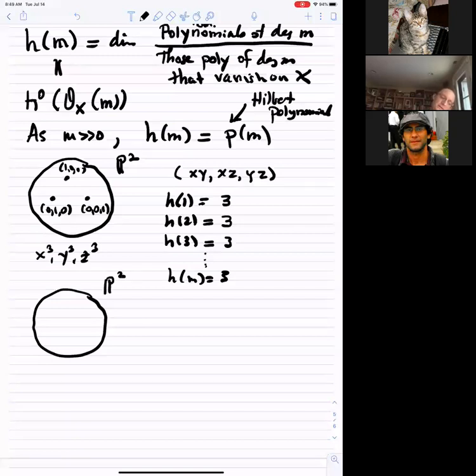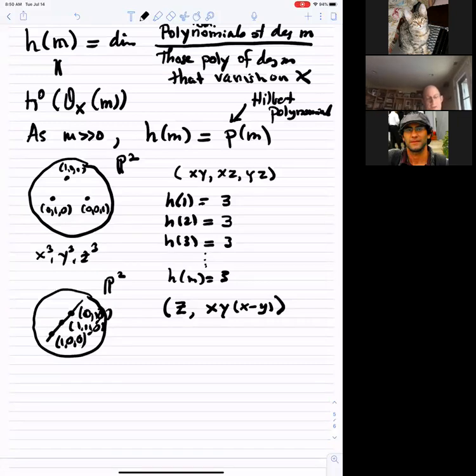So let me do another example for you. Let's take 3 points now that are collinear. Let's just say we took (1, 0, 0), (0, 1, 0), and maybe (1, 1, 0). If I take this set of points, then the ideal is now generated by z, and xy(x minus y). So the ideal looks a little bit different.